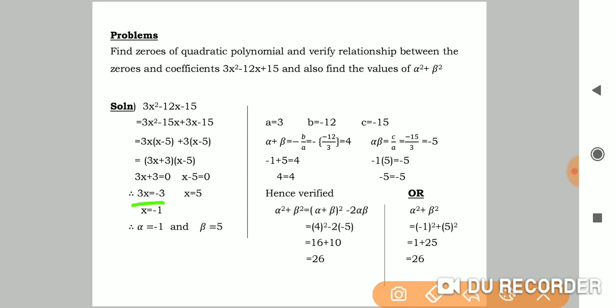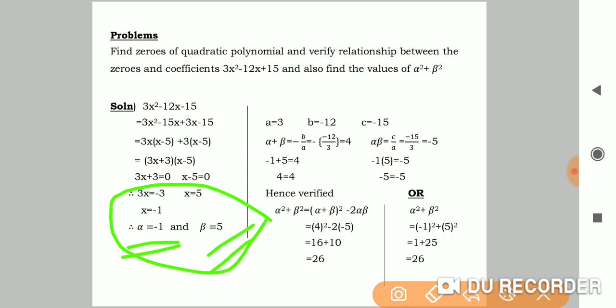So 3x is equal to minus 3, by transposing plus 3 to the right hand side, you get minus 3. Then x equal to minus 3 by 3. At last you get x equal to minus 1. Here x minus 5 is equal to 0. When you transpose that minus 5 to the right hand side, you get x equal to 5. So one of the zeros we are going to consider as alpha, that is minus 1. The other zero, that is beta, is equal to 5.